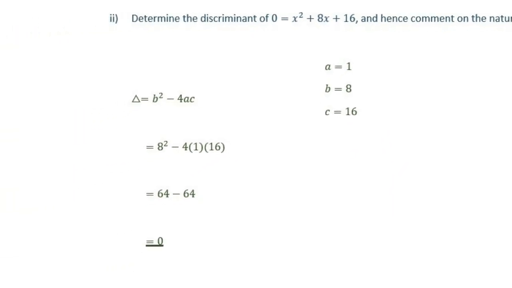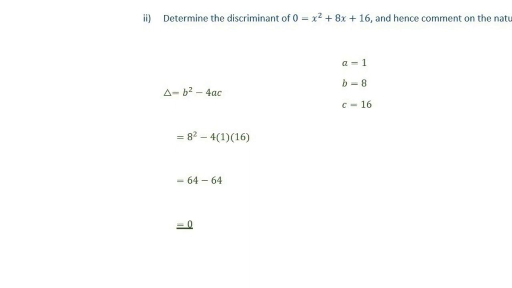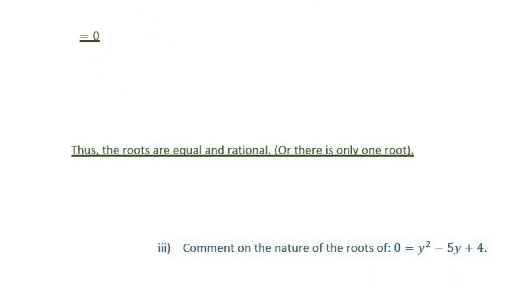We substitute these into the formula for delta, and we get b squared becomes 8 squared. -4 times a times c becomes -4 times 1 times 16. That leads to 64 minus 64, with the final result 0. Now, if delta is 0, that means the roots are equal and rational, or there is just one x-intercept.